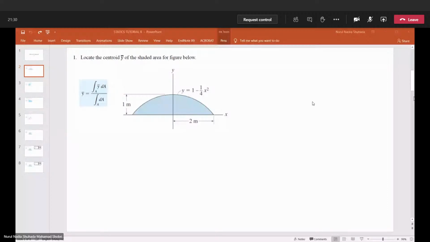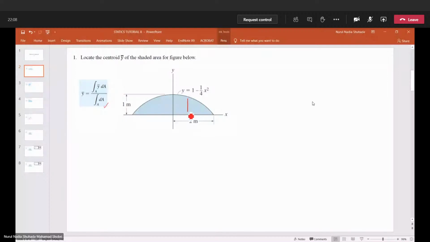Okay, so it's already 5 minutes, so we will discuss the answer to question number 1 together. Question 1 was to find the centroid Y of the shaded area. So this is the formula that we are going to use. Because this area is actually too big for us to calculate, instead of calculating the whole thing, we can take a small rectangle or small portion of the area to calculate.